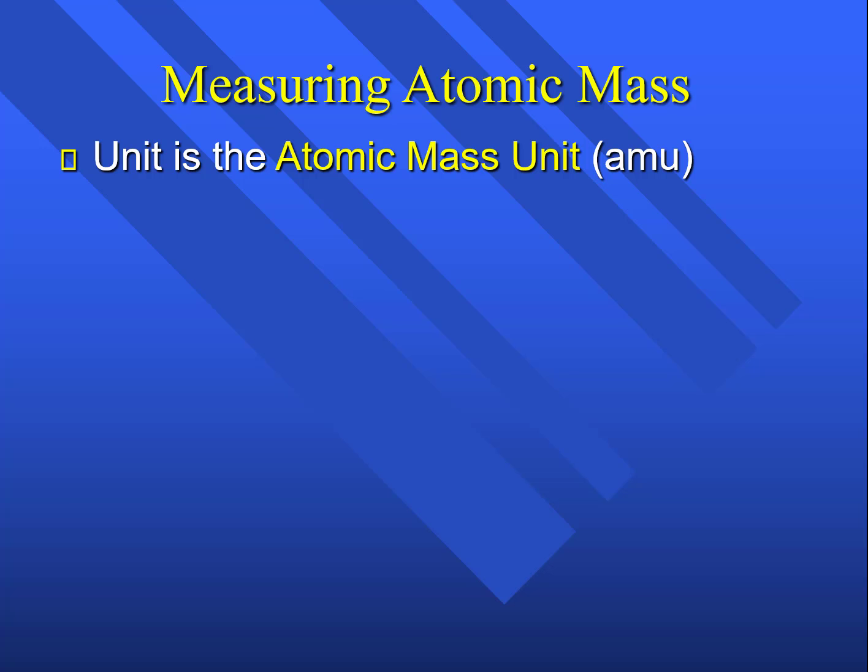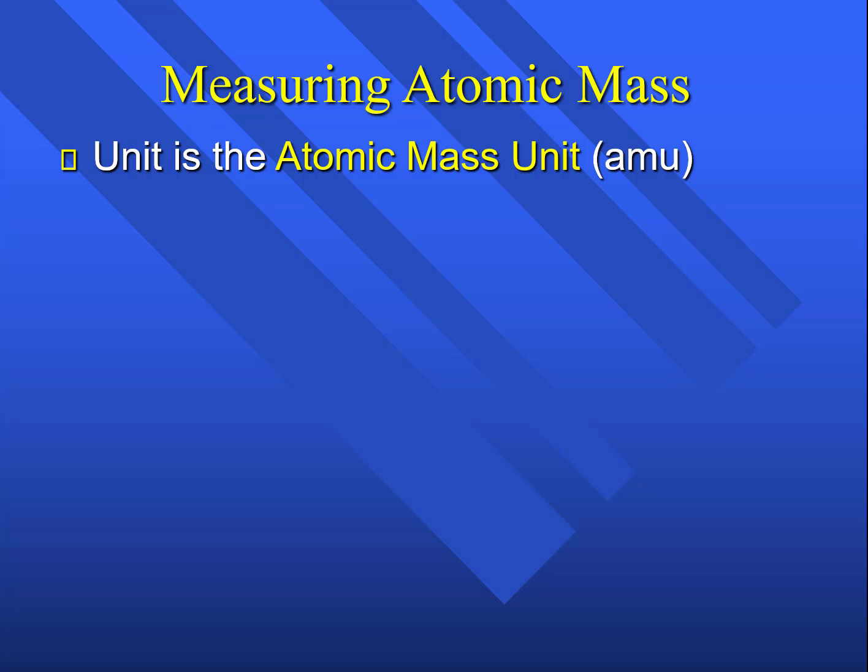Let's go with the obvious. What are you going to call a unit that you measure atomic mass with? We will call them atomic mass units. And nobody ever writes out atomic mass unit except the first time. The abbreviation is AMU. So AMU is like grams, only really, really small.